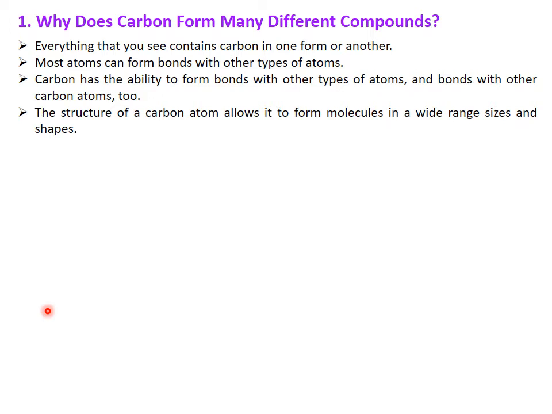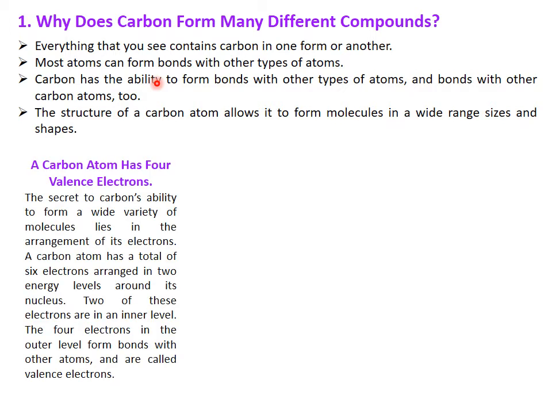Take a look around you. Nearly everything that you see contains carbon in one form or another. Most atoms can form bonds with other types of atoms. Carbon has the ability to form bonds with other types of atoms and bonds with other carbon atoms too. The structure of a carbon atom allows it to form molecules in a wide range of sizes and shapes. Now, let's begin our exploration by taking a closer look at a carbon atom.